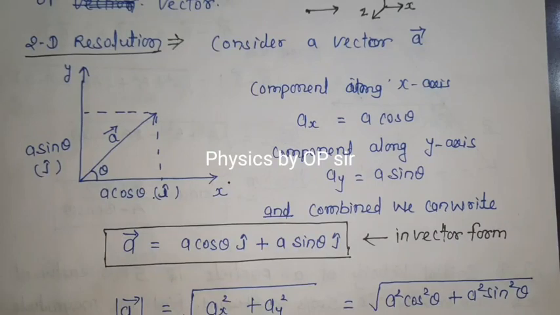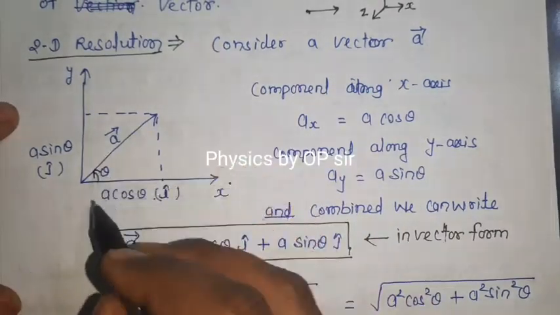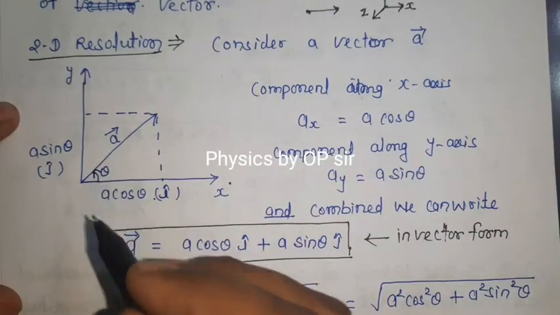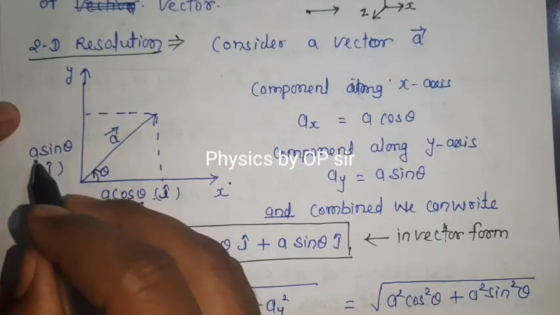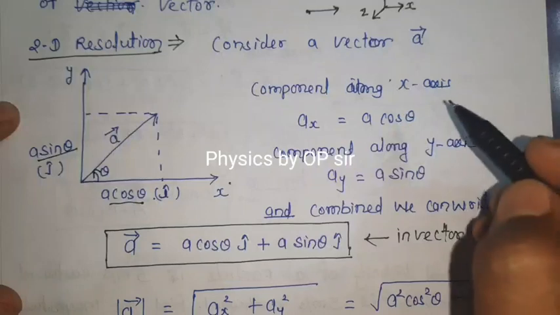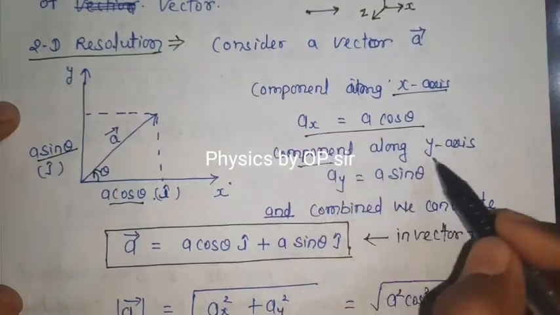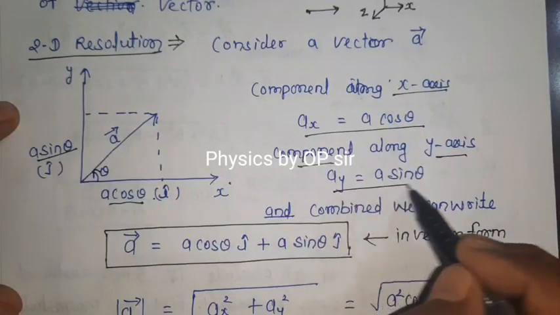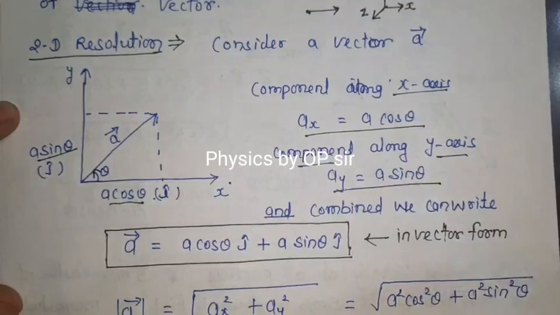For this, always remember that from that side the angle is made. The component along that side is cos, and the component perpendicular to it is sin. So the component along the x axis is A cos theta, and the component along the y axis is A sin theta. This is the magnitude of Ax and Ay.